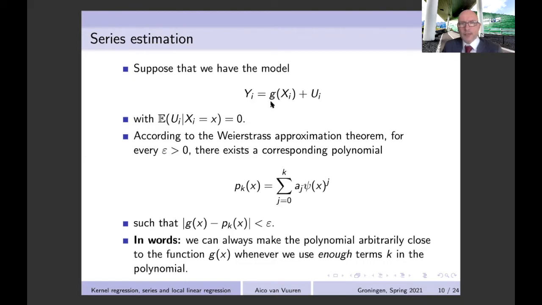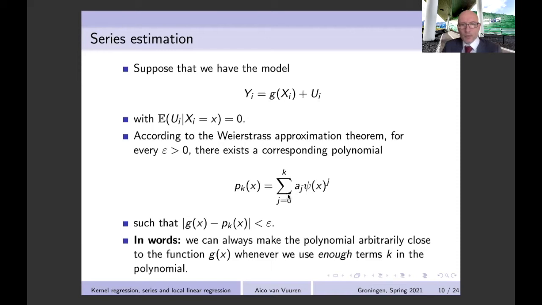Well, that's of course a very hard task. You should realize that it's going to be very, very difficult to estimate a function for which you're not going to make any assumptions. However, there is a very nice approximation theorem, and that is the Weierstrass approximation theorem. Probably you remember it from calculus classes. What the Weierstrass approximation theorem says is that for every epsilon larger than 0, there exists a corresponding polynomial, p_k(x), which is actually nothing else than a polynomial of the order k of this psi(x) function that we have over here.